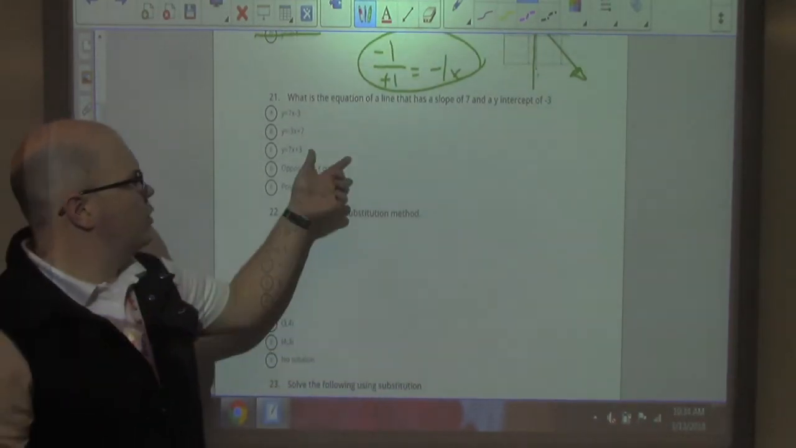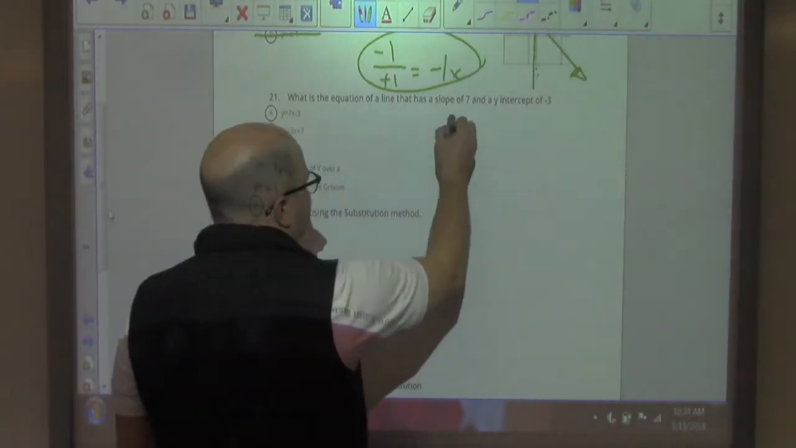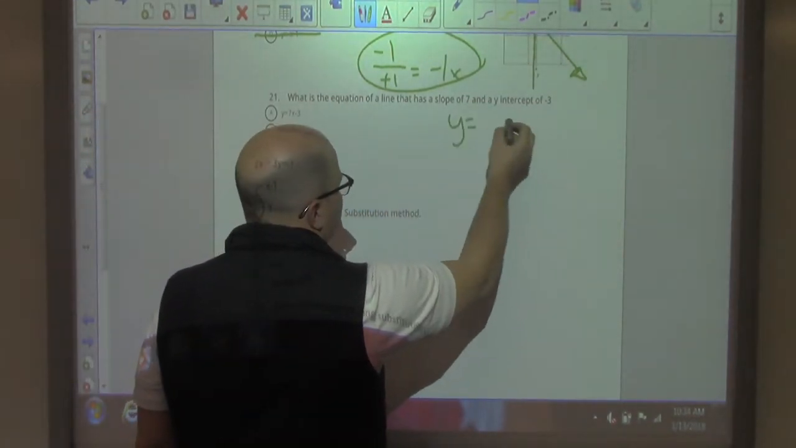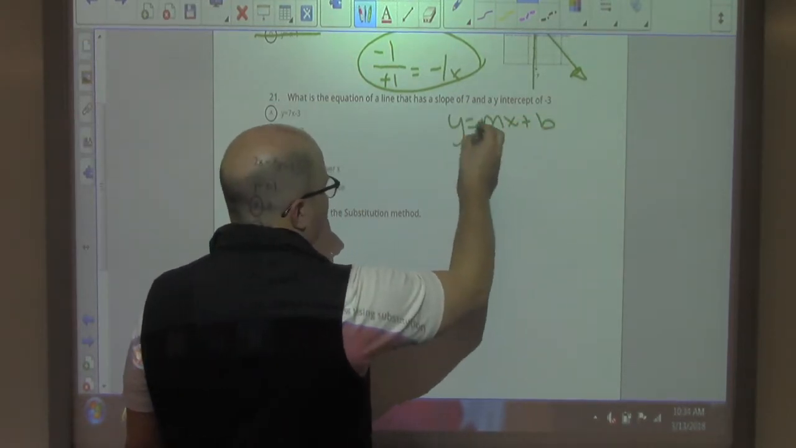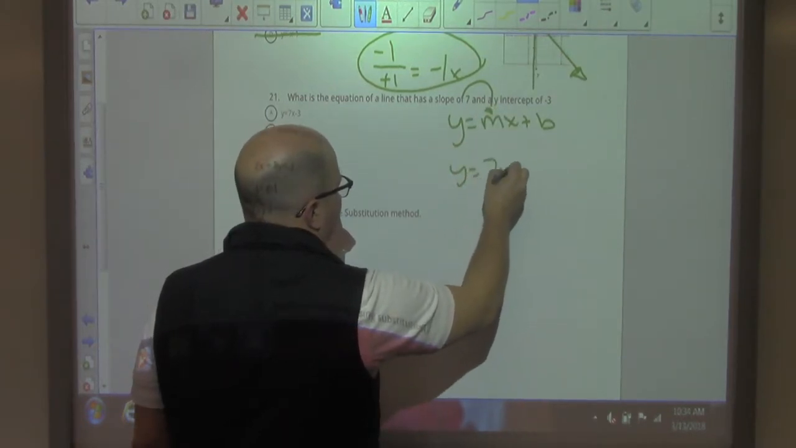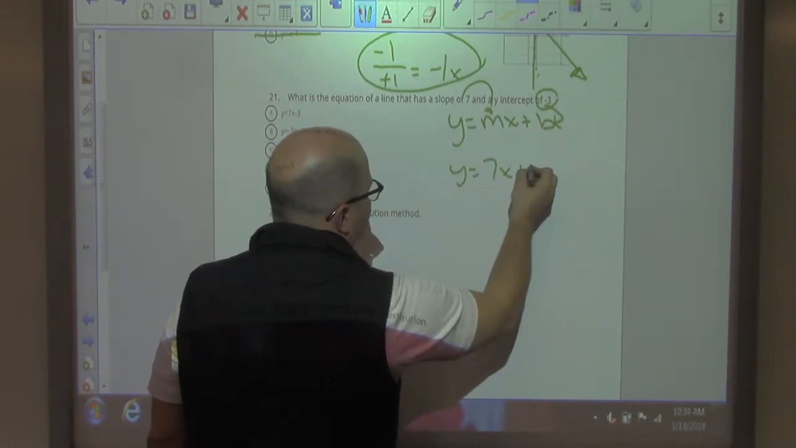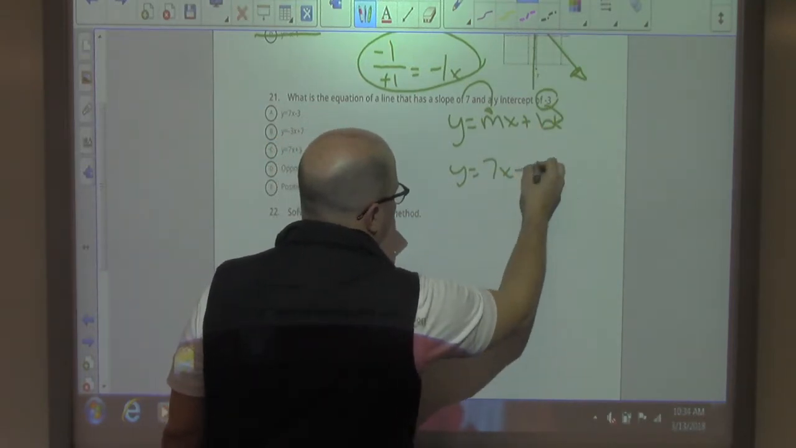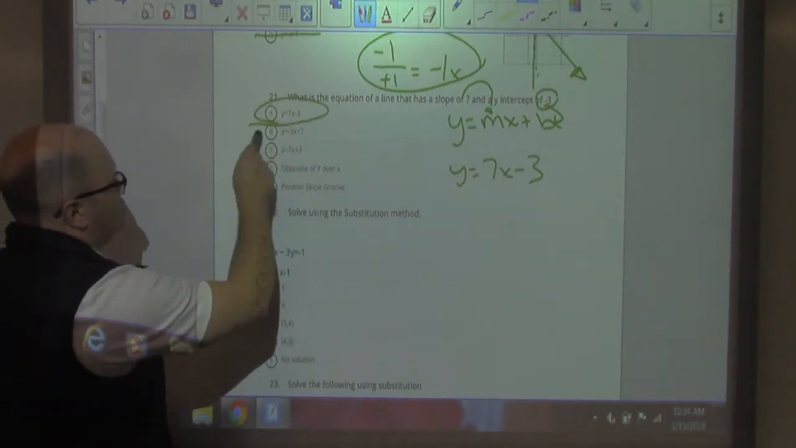So it says, what is the equation of a line that has a slope of 7 and a y-intercept of -3? Well, my slope-intercept format says y equals mx plus b, where 7 is my slope. So now I have y equals 7x plus, and -3 is going to be my y-intercept. So we'll change that to a -3. Then I'm going to find my equation that reads that, which would be right there.